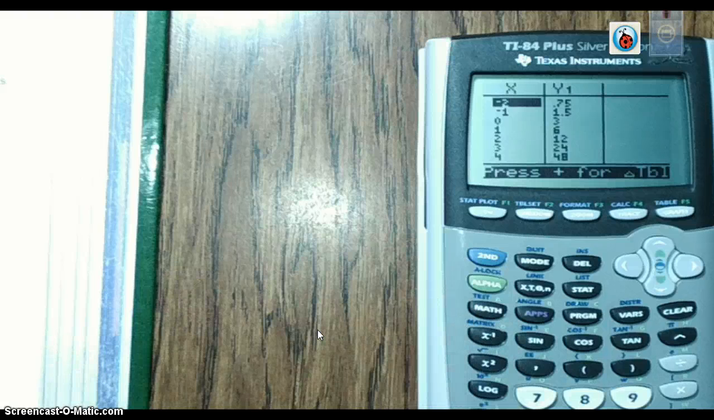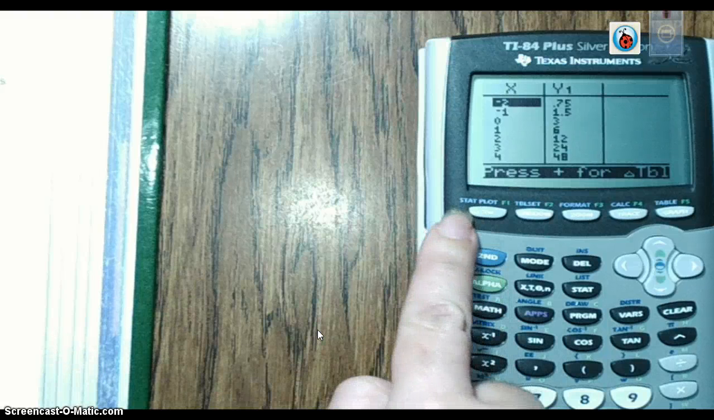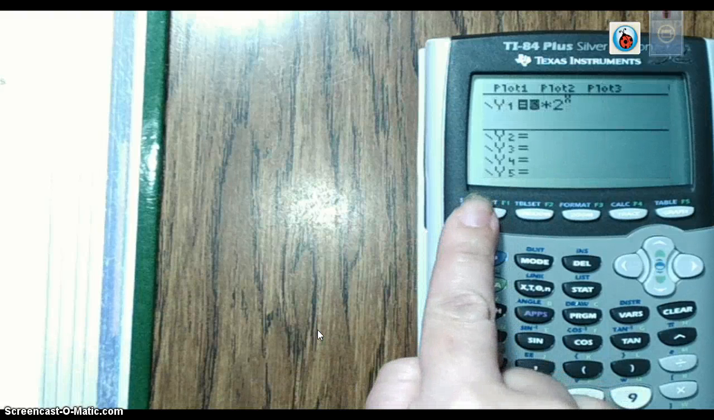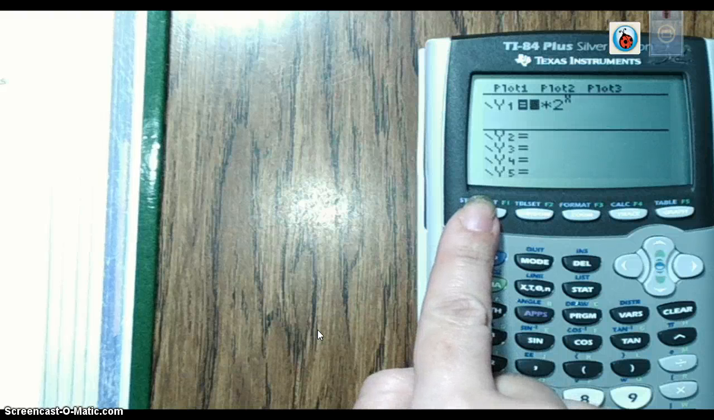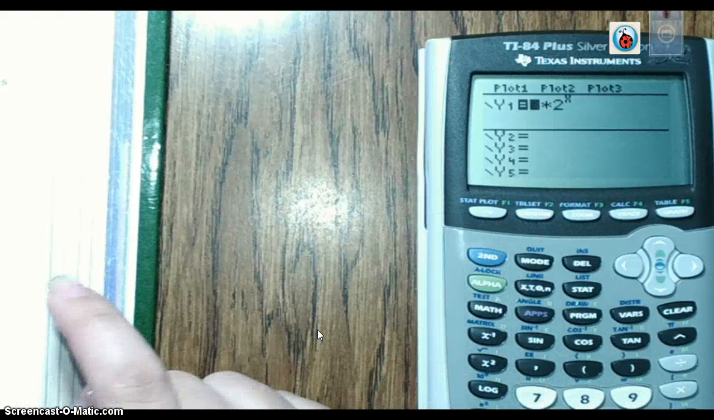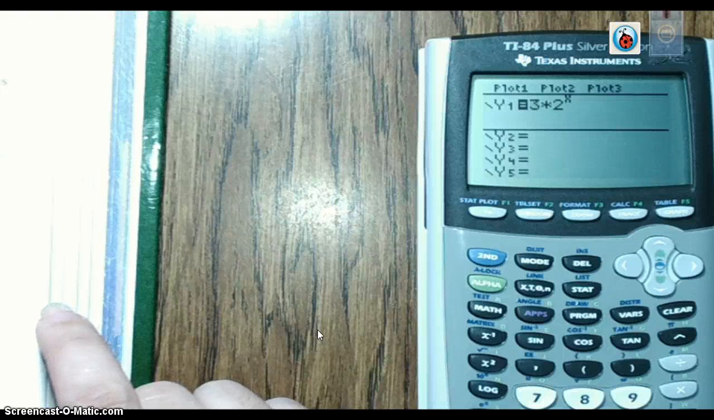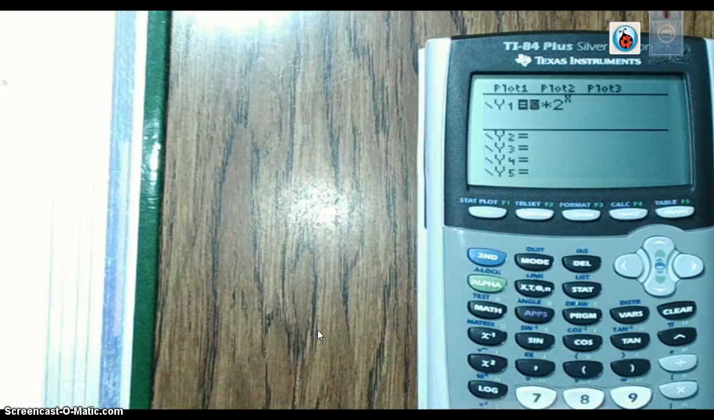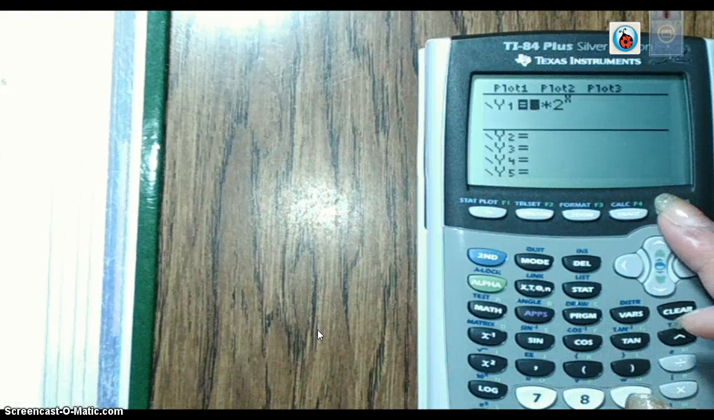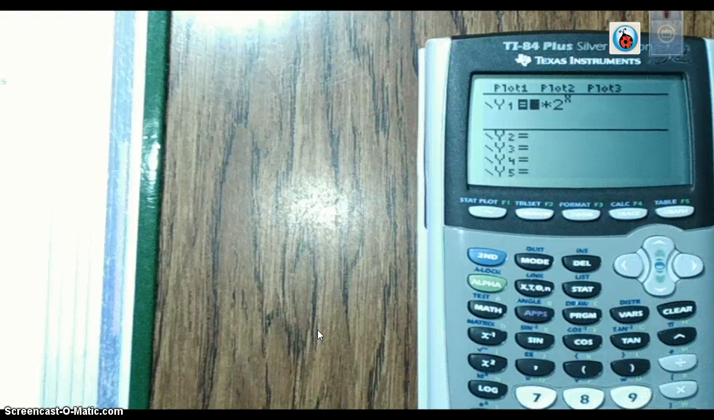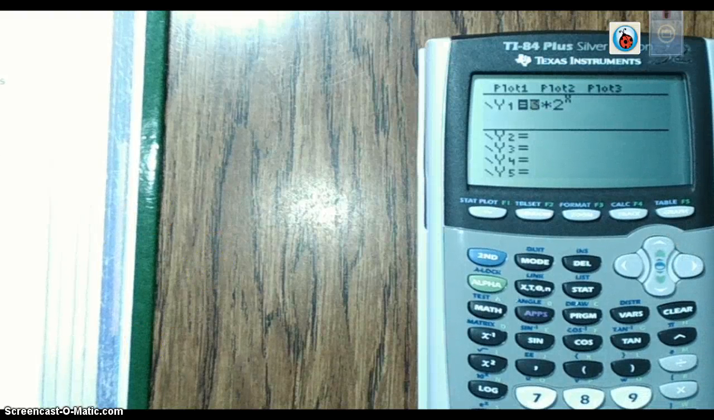Okay, go to the y equals, right here, and input your equation, the same equation we worked on: 3 times 2 raised to the x power. And then hit graph. You will see the graph and then the table.